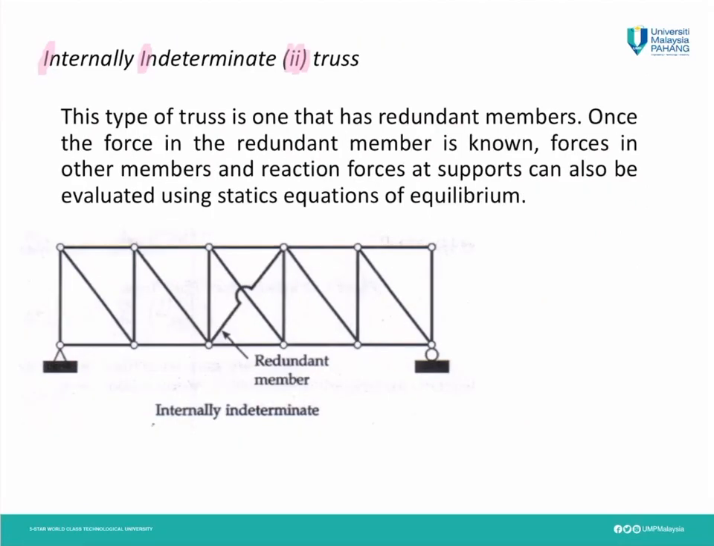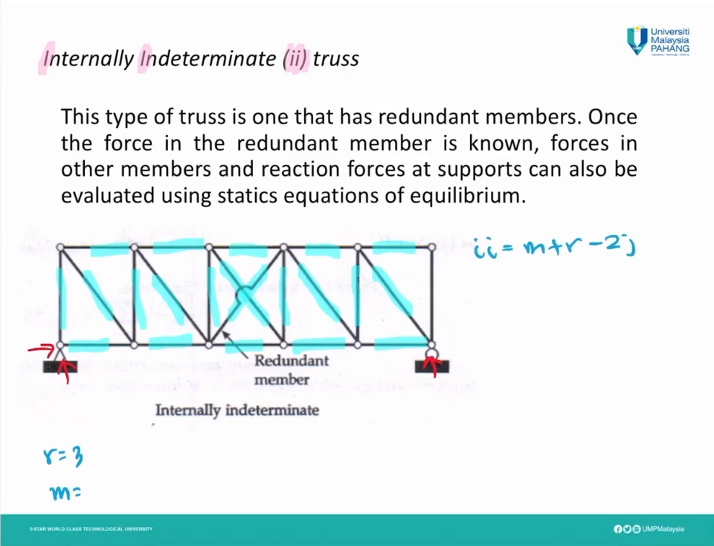Next, let's do for internally indeterminate. Our II equal to M plus R minus 2J. Our reactions X, Y, Y. So our R equal to 3. Then we have to count how many members we have for this one. So 1, 2, 3, 4, 5, 6, 7, 8, 9, 10, 11, 12, 13, 14, 15, 16, 17, 18, 19, 20, 21, 22. And how many joints do we have for this one? So our J: 1, 2, 3, 4, 5, 6, 7, 8, 9, 10, 11, 12.